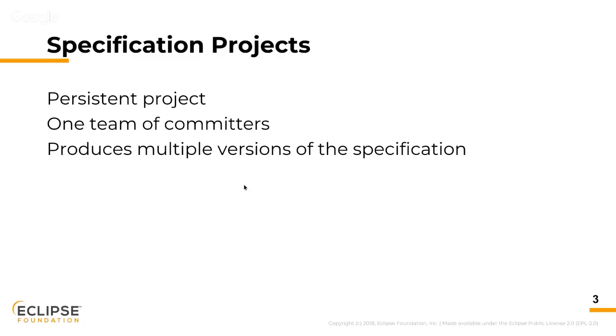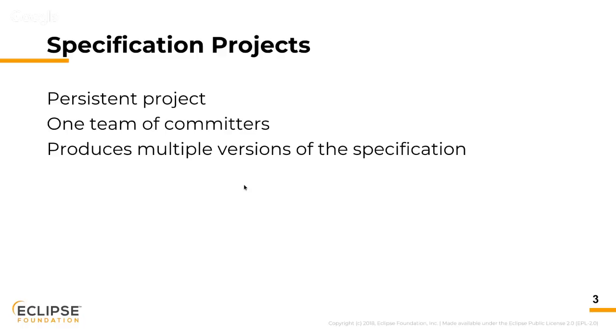The project has a team of committers, and like any other open source project at the Eclipse Foundation, committers are added to the roles, removed from the roles. There's a natural way that teams change over time. But the fact is that there will be a single team that moves forward multiple versions of any particular specification.